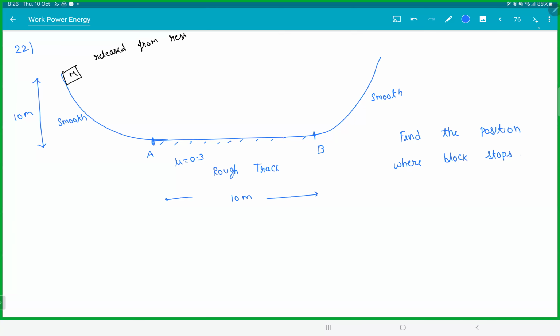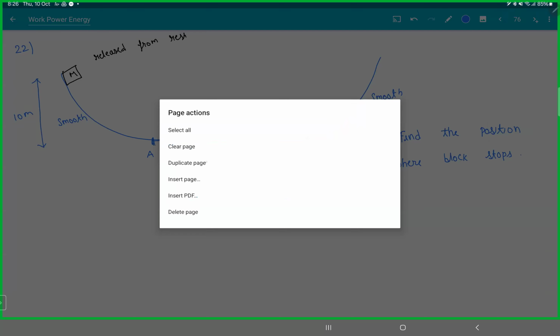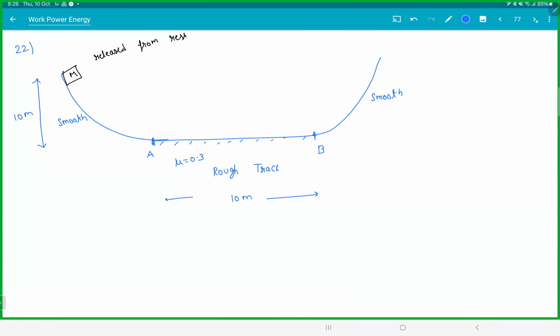See, I don't know where it will stop, but let's say it stops somewhere here. This is my state 1, this is my state 2. Potential energy is mg10, or let's call it mgh. In state 2, kinetic energy is 0 and potential energy is 0, because we came to rest.